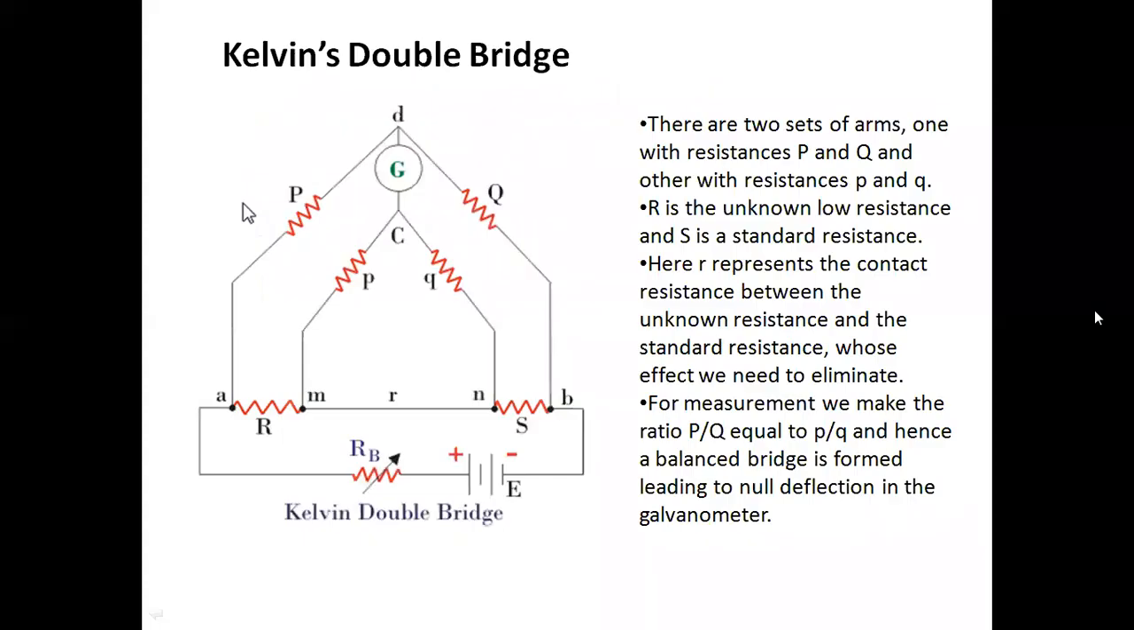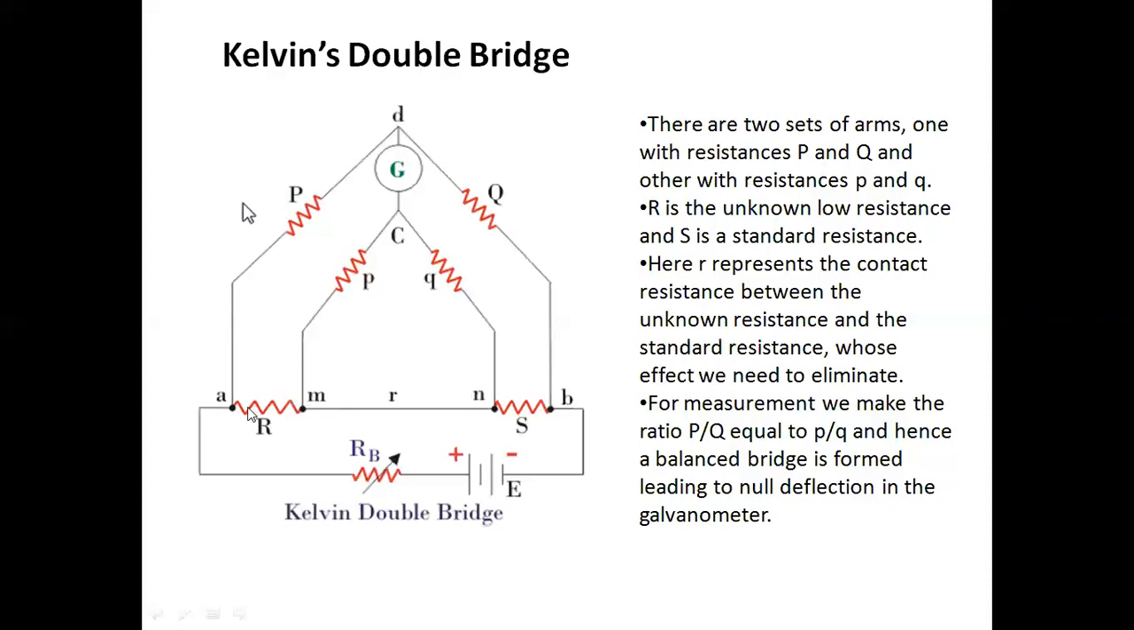So this is the circuit diagram of the Kelvin double bridge. What is there? First of all, it is nothing but a simple bridge construction. Try to understand. There are specially four resistors, that is capital P, capital Q, small p and small q. Means there are two sets of arms, one with the resistances capital P and capital Q, and the other with resistances small p and small q.